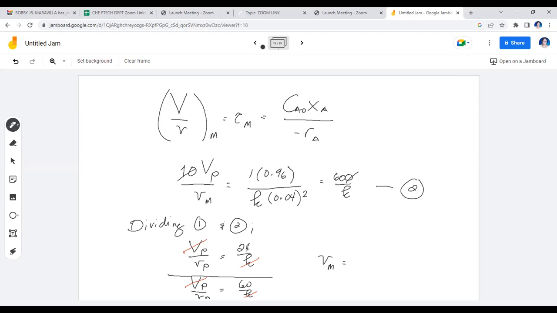24 over 60 is 0.4. Let's check. So this is 0.4. VM goes up, VP remains here in the denominator. So the volumetric flow rate that is being processed by your mixed flow reactor is 40% of that of the plug flow reactor. How does this translate?